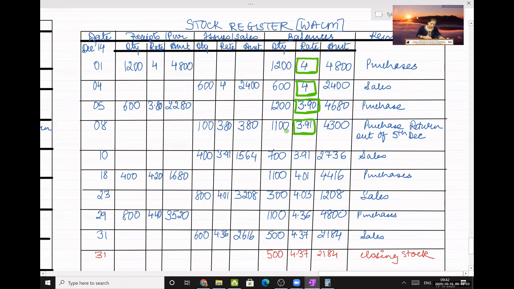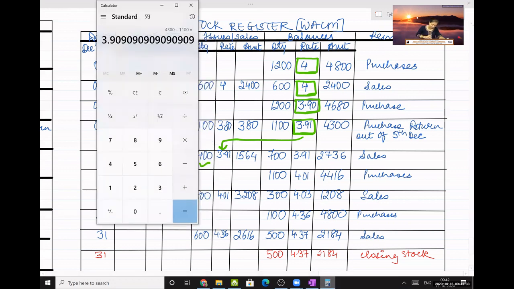Next, there is a sale of 400 units. Yeah, I'm doing weighted average. So my weighted average is 3.91. So give away 400 units at 3.91. 1564.